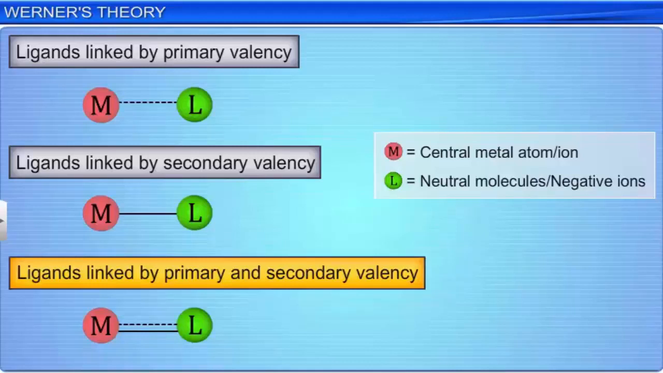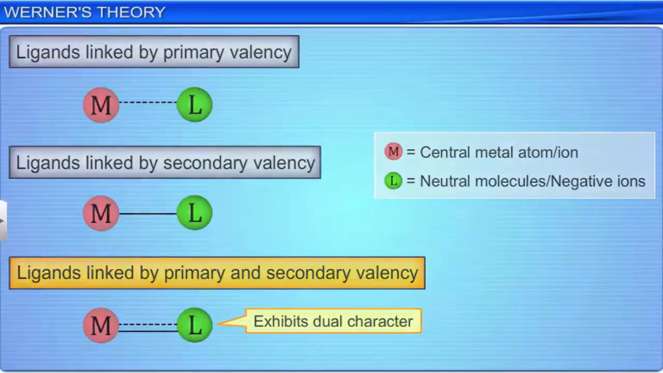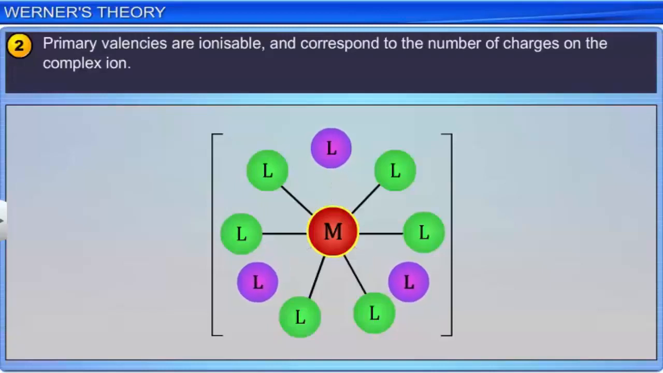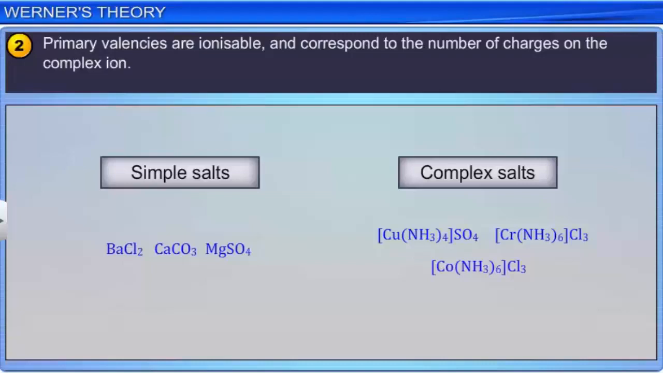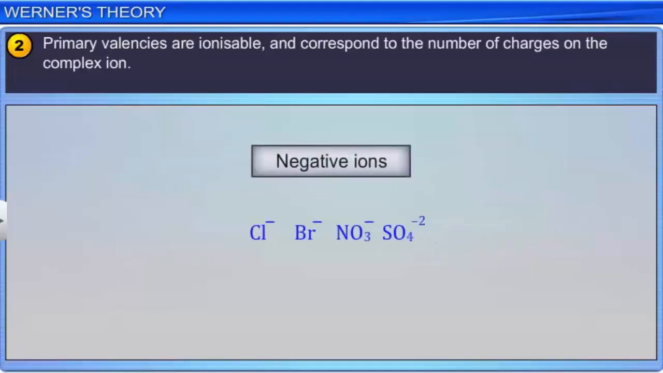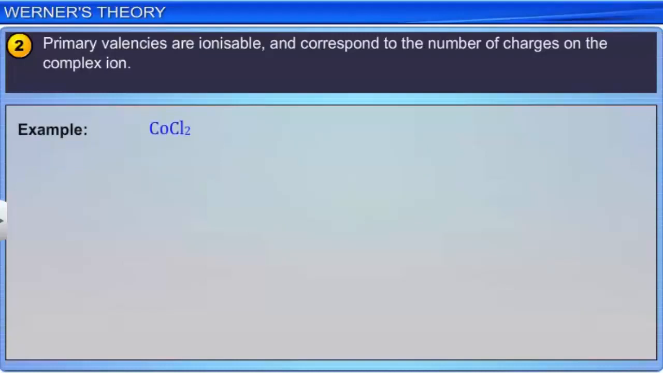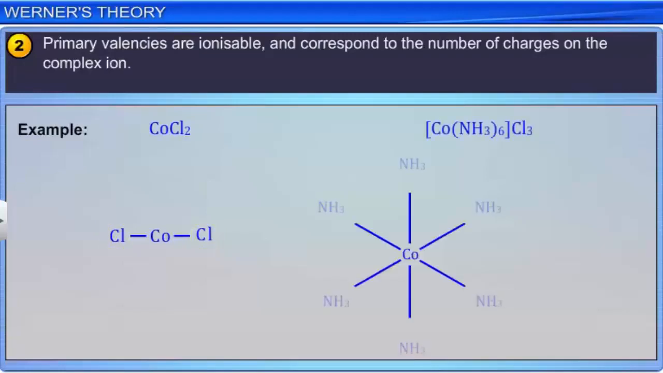The second postulate is that primary valencies are ionizable and correspond to the number of charges on the complex ion. Primary valencies apply equally well to simple salts and to complexes, and are satisfied by negative ions. For example, the primary valency of 2 in CoCl2 is satisfied by 2 chloride ions. Similarly, the primary valency of 3 in the complex [Co(NH3)6]Cl3 is satisfied by 3 chloride ions. In modern terminology, the primary valency corresponds to the oxidation number.